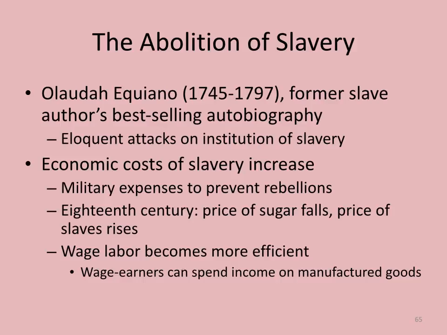Now, the economic costs of slavery are going to increase. People are going to revolt, and you have to pay to keep those revolts down. Military expenses are incredibly high. By the 18th century, the price of sugar falls and the price of slaves rises. So we're going to see an unfair balance, and it's going to cost a lot more money. Wage labor becomes more efficient. People are willing to work for a salary, and wage earners can spend income on manufactured goods. So that's going to become the topic of choice.